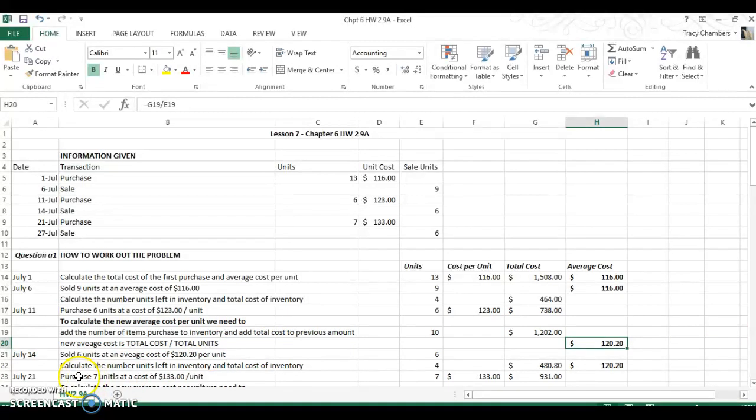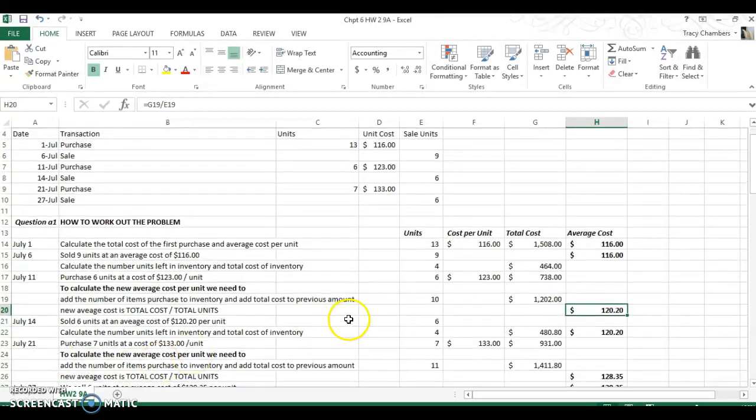On July 14th, we sold 6 units at an average cost of $120.20 per unit. So we calculate the number of units we have left in inventory and the total cost of the inventory. We had 10. We sold 6. We have 4 left. And 4 at $120.20 gives us $480.80. And our average cost here is still $120.20.